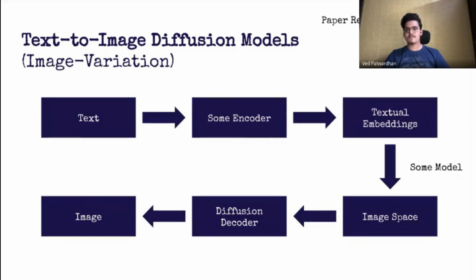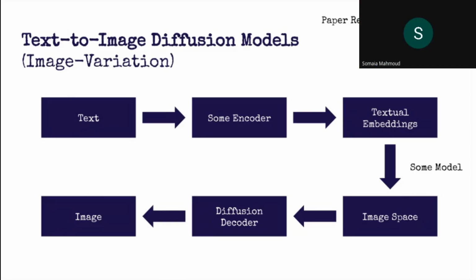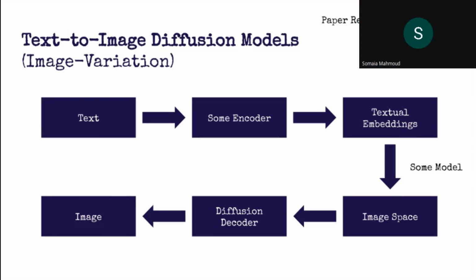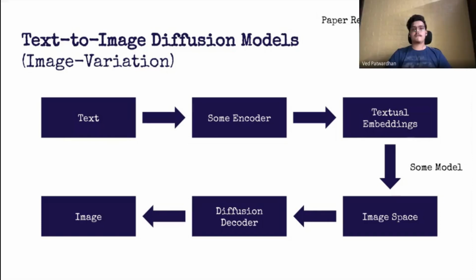Yep, I have a question about the diffusion decoder. It's trained on noise. How does it know to transfer this knowledge to text? So it doesn't transfer knowledge to text.